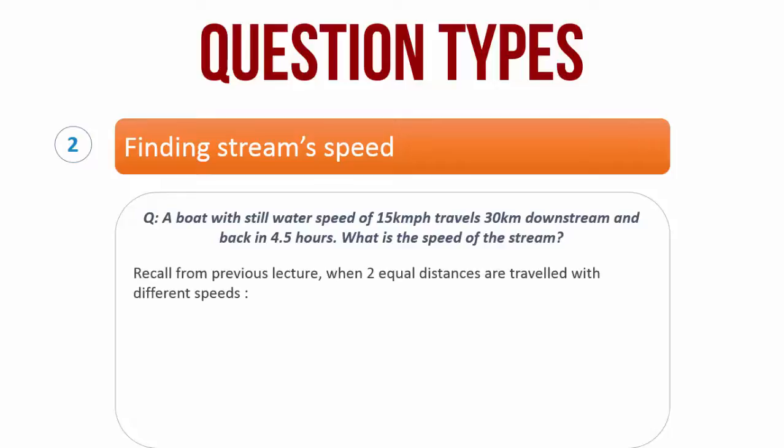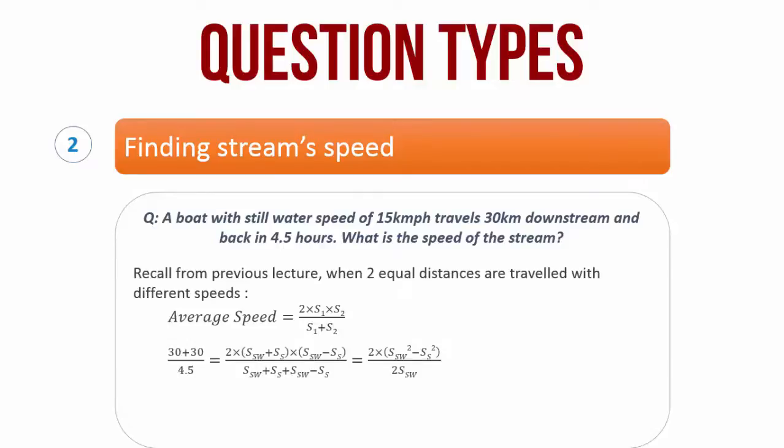If you recall from the lecture on time, distance and speed, when two equal distances are traveled with different speeds, the average speed is 2 s1 s2 divided by s1 plus s2. In this case, the boat has traveled 30 kilometers downstream and returned. The total distance traveled is 60 kilometers. The total time taken is 4.5 hours. So average speed equals (30 plus 30) divided by 4.5. Substituting it in the formula and then reducing it to simpler terms gives us the speed of the stream at 5 kilometers per hour.